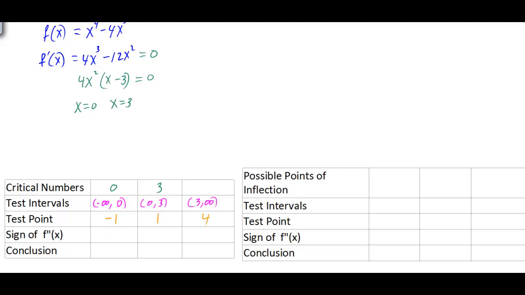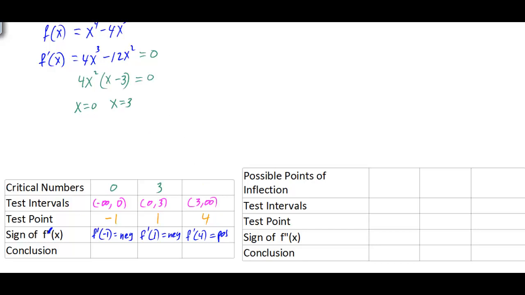Now we have to take our test points and plug those into the derivative, and realize this should be the first derivative here. So f prime of negative 1. If we plug in a negative 1, that turns out to be a negative sign. Again, we're plugging the negative 1 into the derivative here. Then we take f prime of 1, plug 1 into the derivative up here, and we end up with a negative. And if we plug 4 into the derivative, we end up with a positive sign.